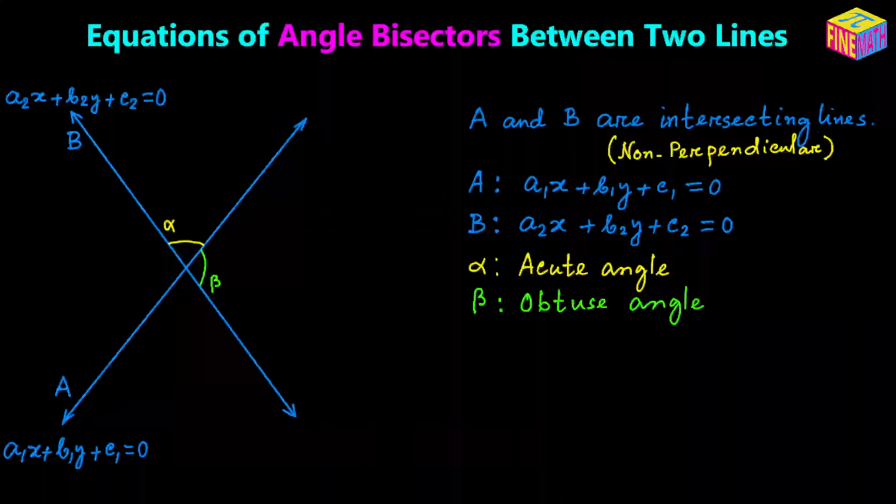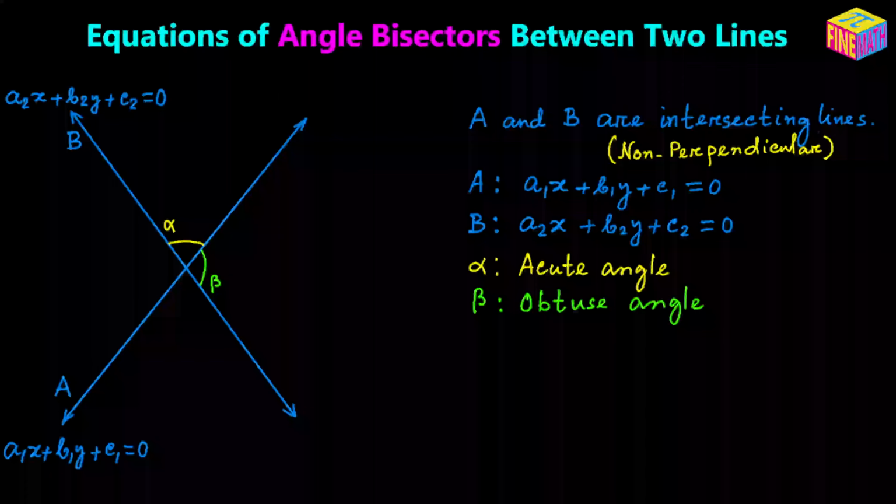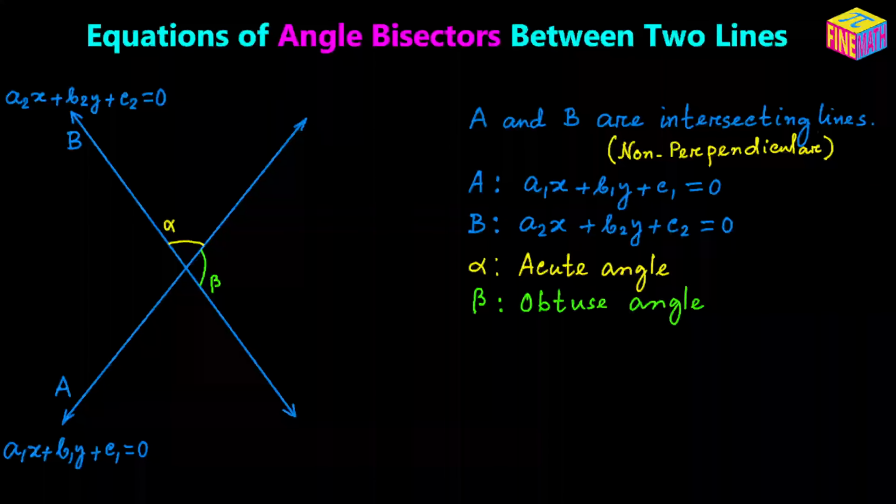Hi everyone. In this video we are going to discuss how to determine the equation of the bisectors of the angles between two straight lines. Here in the diagram we have two straight lines, straight line A and straight line B.